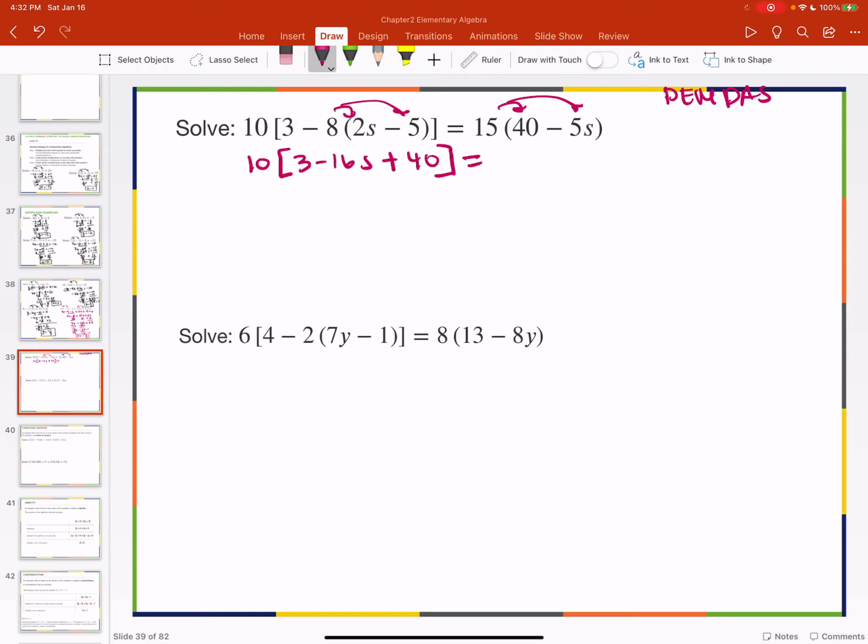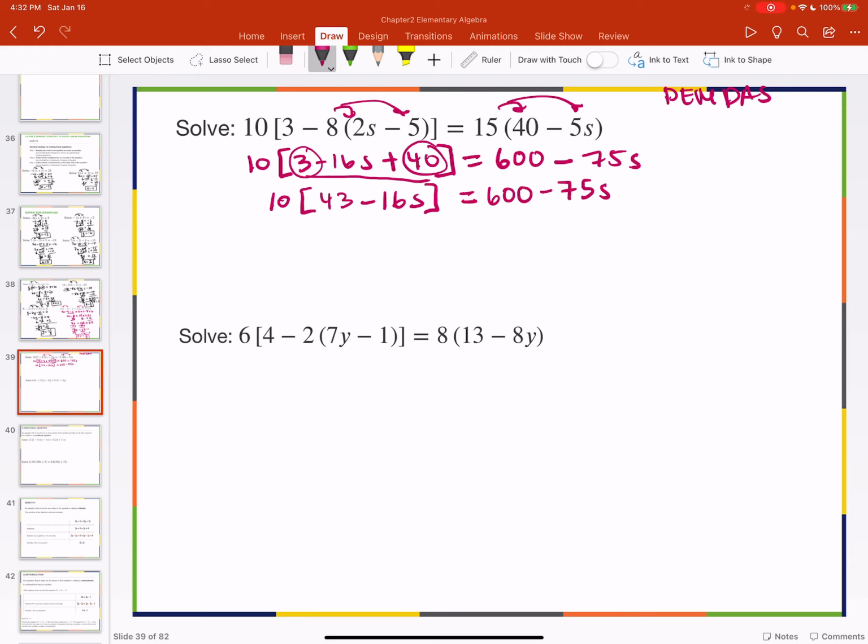15 times 40 is 600. Okay, so 15 times 40, we have 600 minus, and then 15 times 5s would be 75s. Okay, so then after that, now we need to continue to simplify here on the left-hand side. So we have 10 and then bracket, and the common terms are this 3 and this 40 here. So it's going to be 43 minus 16s is equal to, and then we have 600 minus 75s.